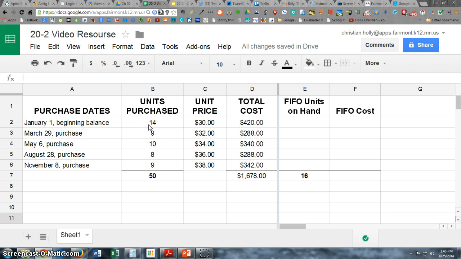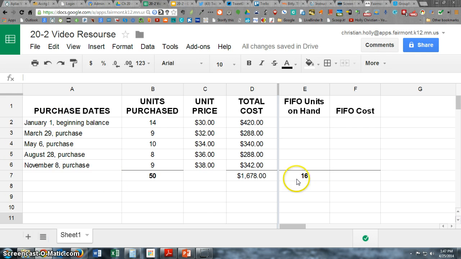Related to a batch of apples. If I bought apples on January 1st and then again on March 29th, I want to make sure I sell my January 1st apples before my March 29th ones. Because if I wait till my May 6th purchase, I can guarantee you the apples I bought on January 1st are going to be bad.